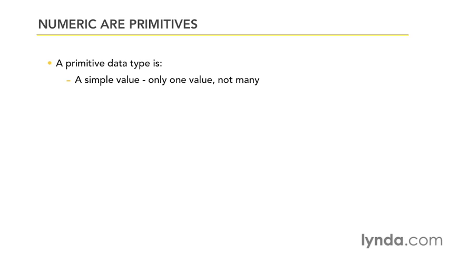In Java, you can represent numbers as either primitive values or as complex objects. I'm going to start by showing you how you represent them as primitives, and then show how to convert them into complex objects when needed. A primitive data type is a simple value. It represents only a single value and not many. That's one of the big differences between primitive values and complex objects. A primitive always points to a single value.